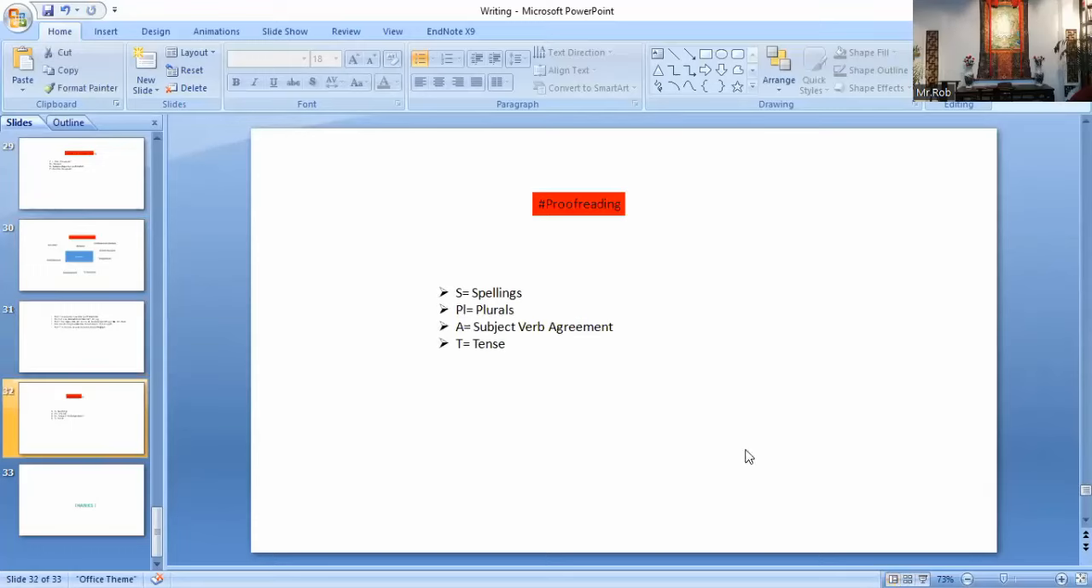And finally, do the proofreading. For proofreading, use the following formula, which is called SPLAT in short. S stands for spelling, check for spelling errors. PL means plurals, check for plurals. A means subject-verb agreement, check whether the subject number is in agreement with the verbs, singular or plural, and check if the tenses have been used correctly.